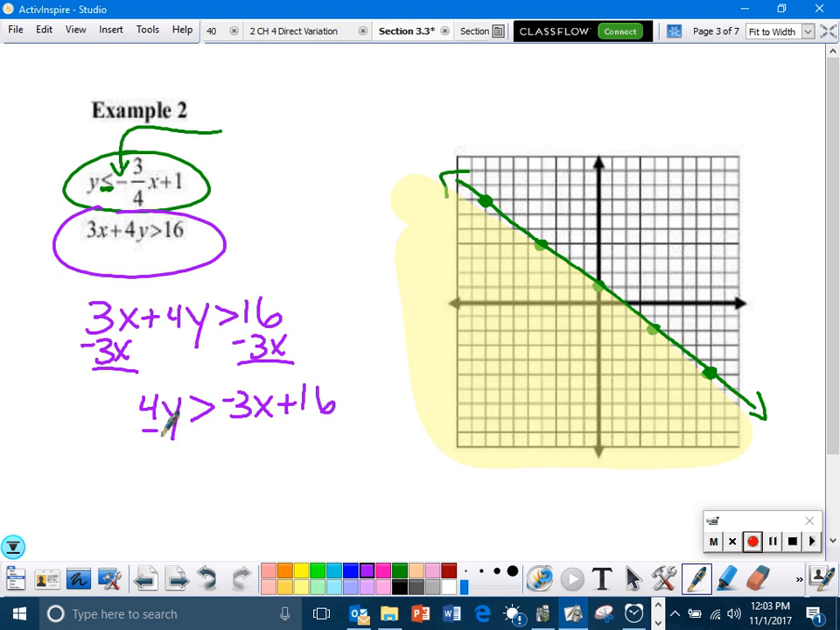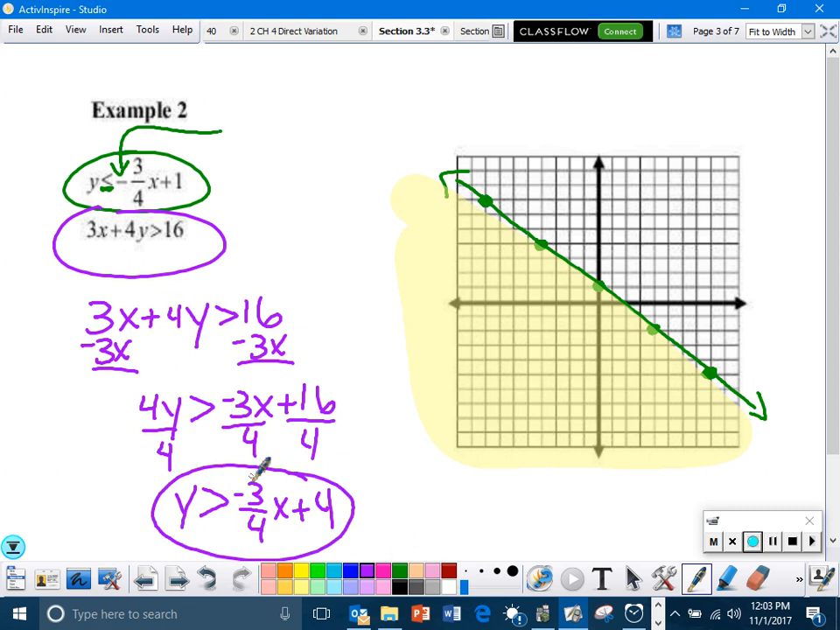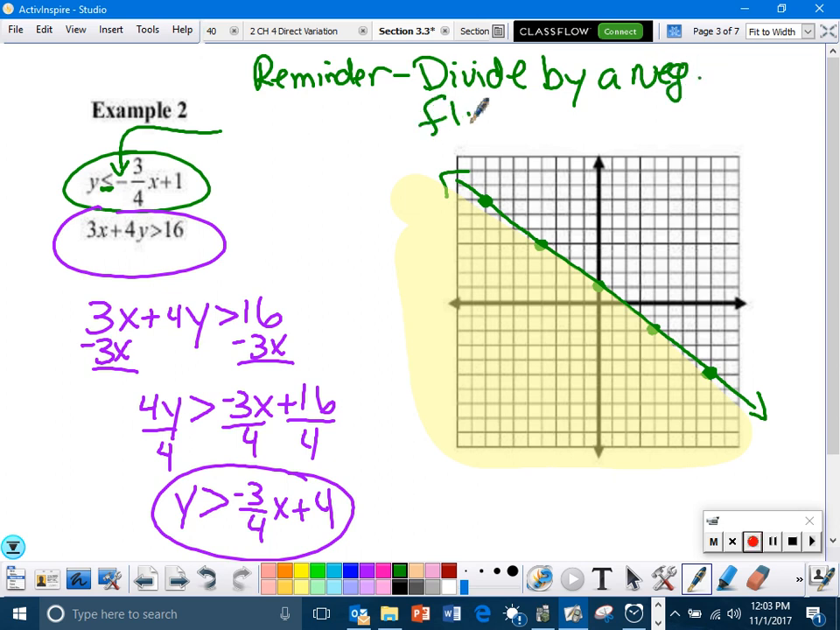Okay, divide everything by 4. All right, so now I'm going to graph that. Just a little reminder, if you divide by a negative, don't forget you have to flip the inequality. So look out for that. Again, if you end up dividing by a negative, you got to flip the inequality.